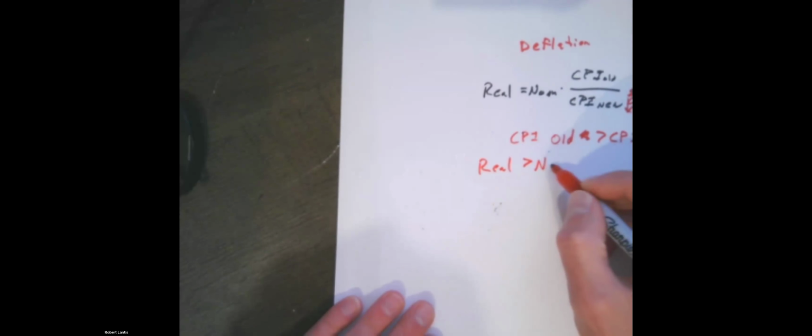I'll come back to this, because I rewrote this. So if we have deflation, the prices in the old time period are greater than the prices in the new time period. So we're looking at a deflation, not an inflation example now. If my old prices were actually higher, this fraction would be greater than 1, which would make my real value greater than my nominal value.